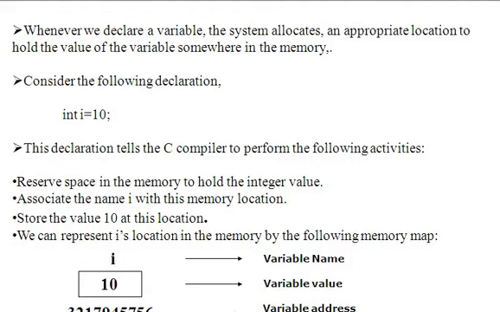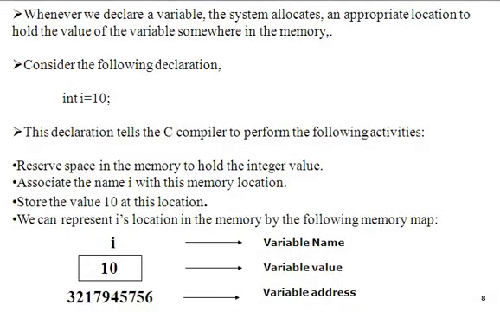So this declaration reserves space in memory to hold the integer value, and it stores the value 10 at some particular location. i is your variable name, with the value 10 and some memory address.